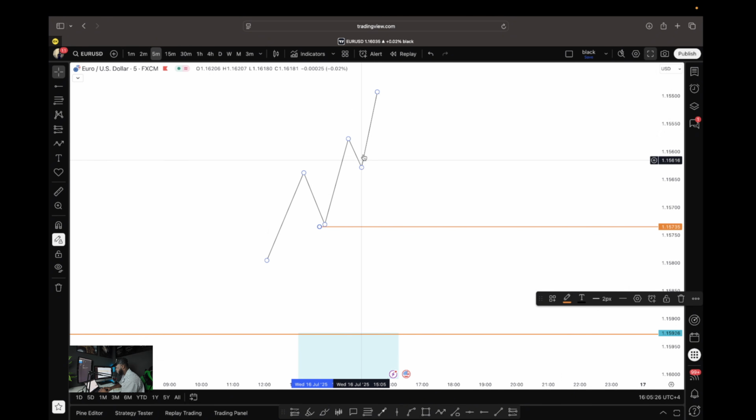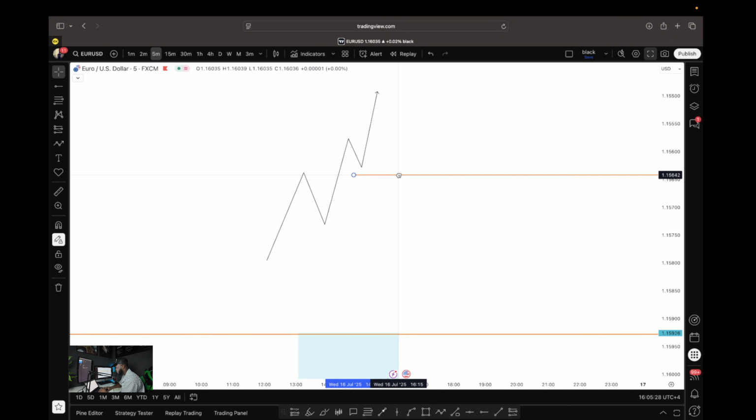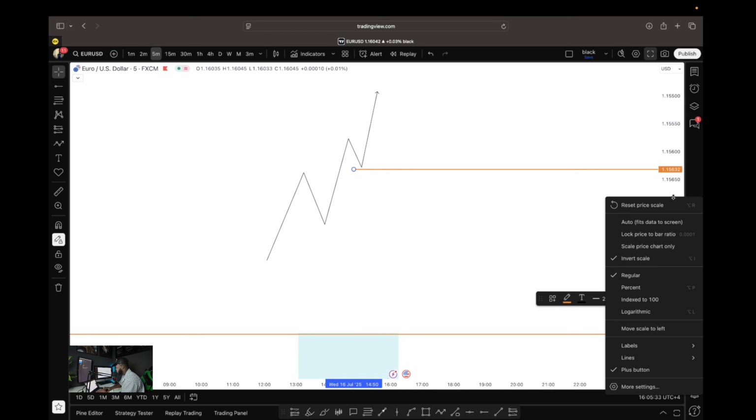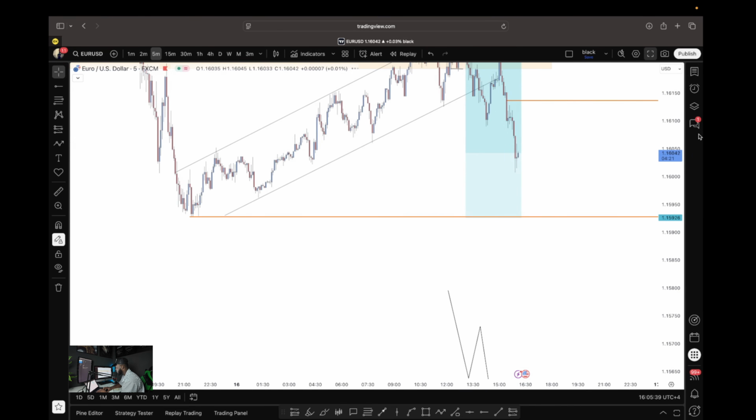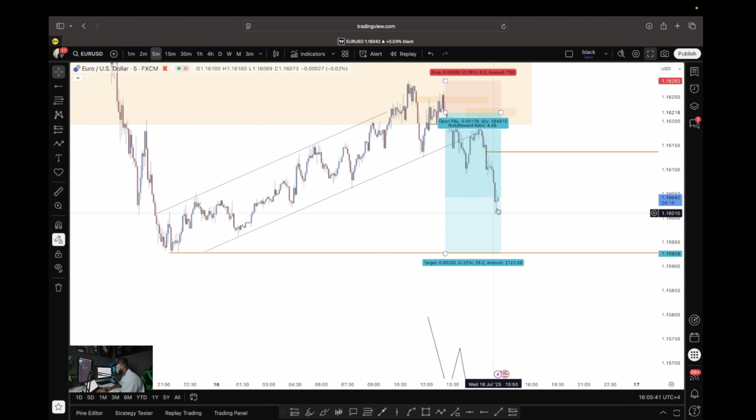I wait for pullback, break of structure, and then this becomes the new level of stop loss. So that is it on this trade. I'm just gonna chill, wait for this trade to hit my TP levels, if that's gonna be the case, because this is where I'm expecting price to at least get to.